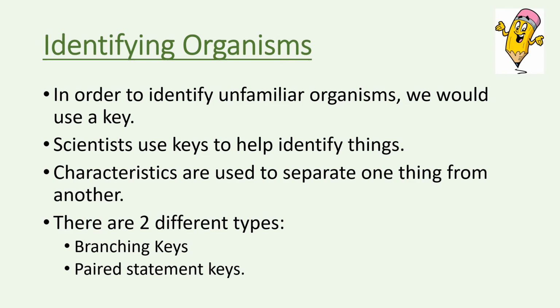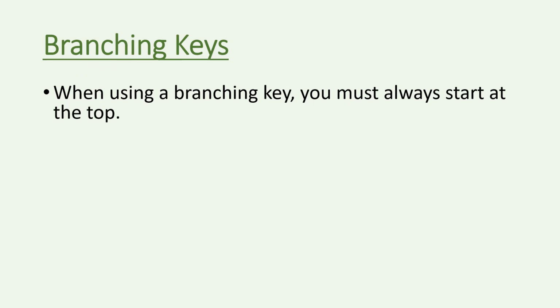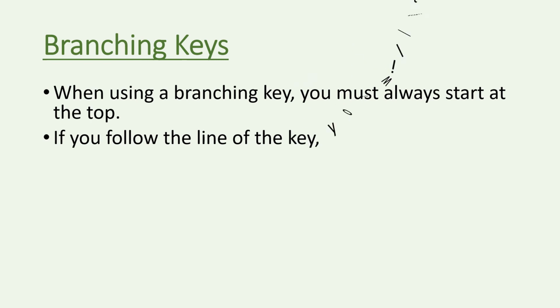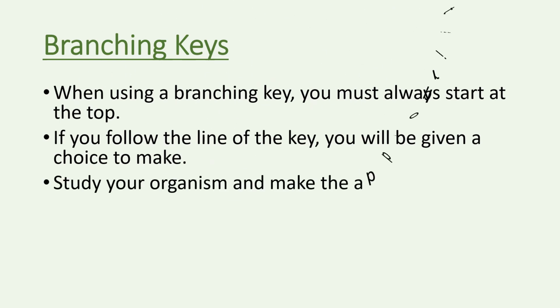So first, let's start with branching keys. When using a branching key, you must always start at the top. If you follow the line of the key, you will be given a choice to make. So you then go to the correct choice for the organism. Study your organism and make the appropriate choice. If your organism is in the key, you should eventually finish with its name.